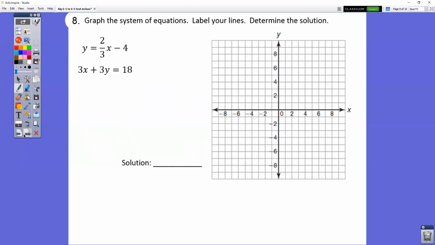So when you go to graph it, notice that this first one is in the correct notation already. So you want to find your slope, find your y-intercept, and graph your line. The second one, we need to rearrange for y equals first, then find your slope and your y-intercept, and graph your line. Where they cross is the solution. Remember that this point, the first number in your point is how many you go over, the second number is how many you go up or down. Go ahead and graph this, please.